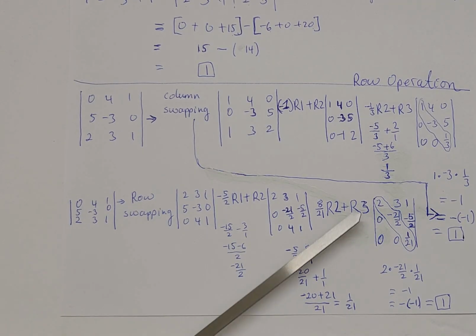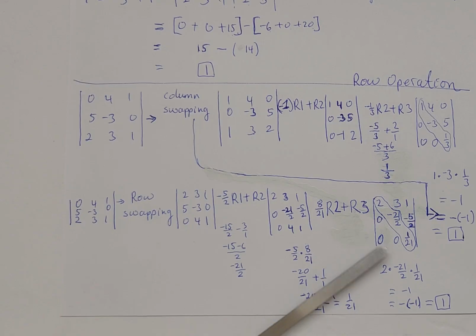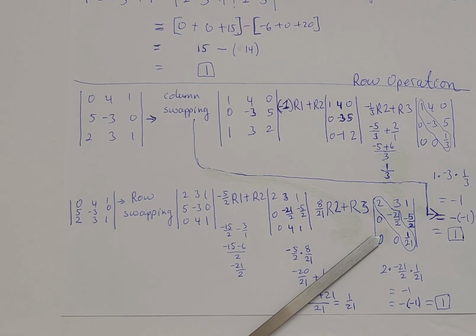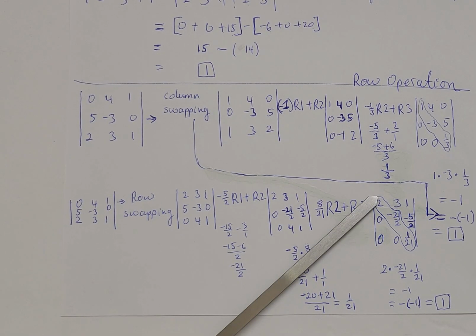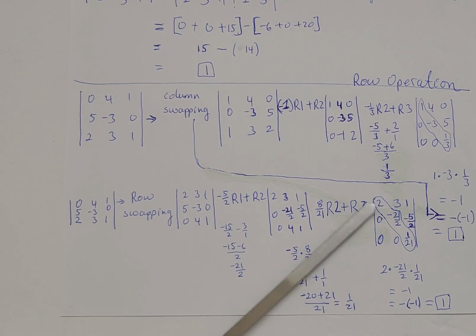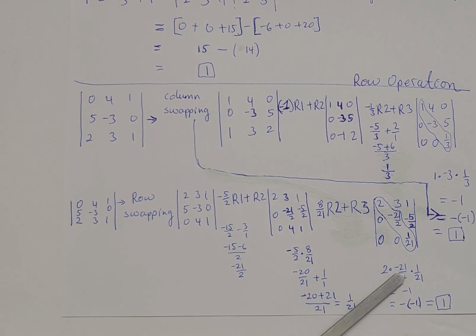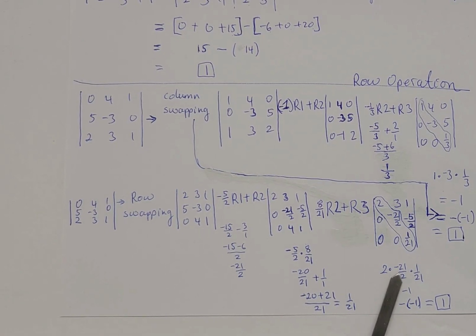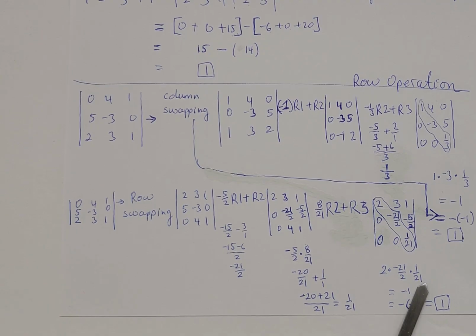And as you can see, this number is 0, this number is 0, this number is 0. Now we can ignore all that and we just multiply the diagonal. Again, this is the upper triangle matrices from the LU factorization lesson. So since this is a 0, this is a 0, this is a 0, just multiply the diagonal. So 2 times negative 21 over 2 times 1 over 21. And as you can see, these two can be canceled. This 21 also can be canceled. So all I have left is negative 1.